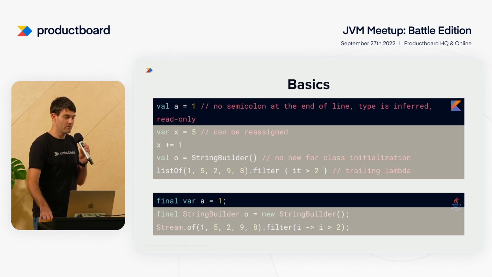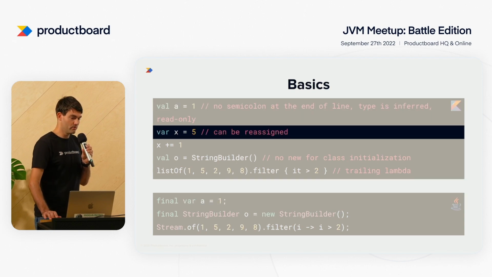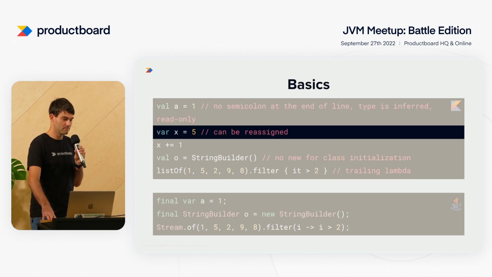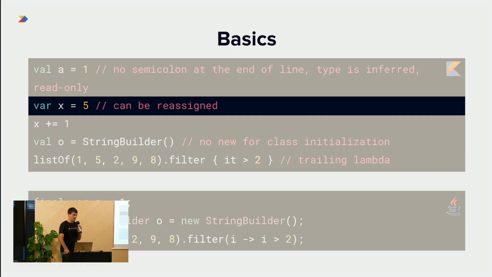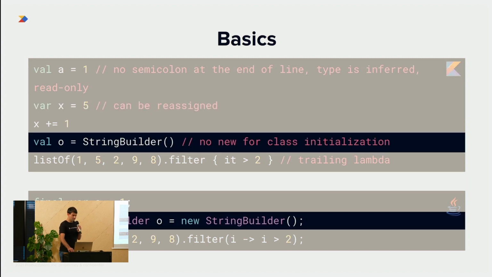In Java, you need to use the final keyword for each variable which should be read-only. And you need to repeat final and final again and again. And using read-only variables is a good practice. When you want to define a reassignable variable, you can use the var keyword. So it's like in Java, but without the final keyword.